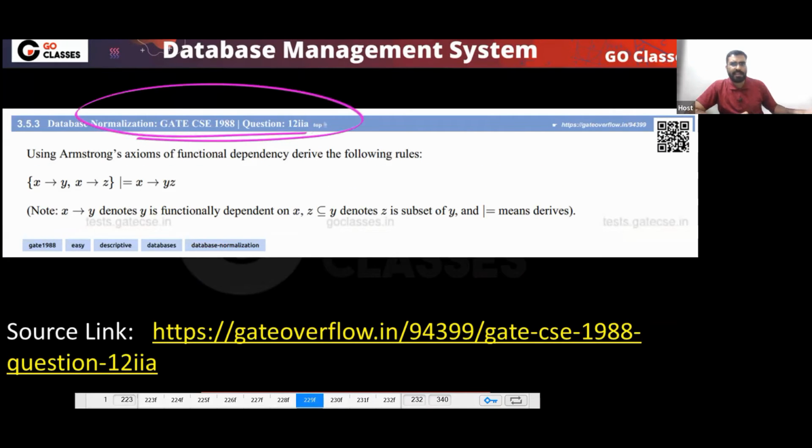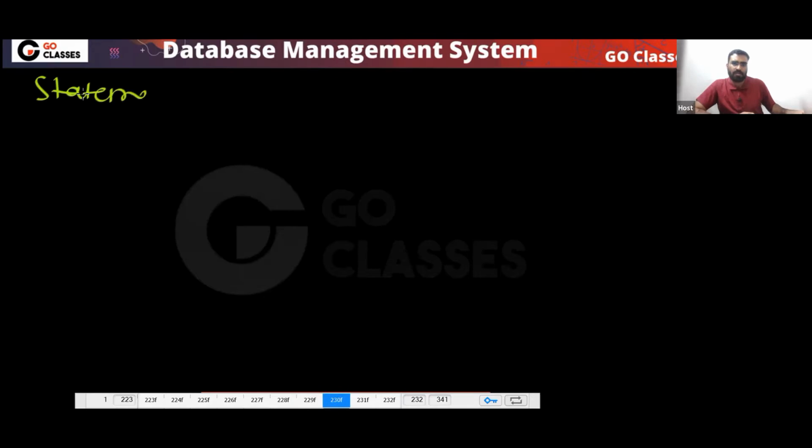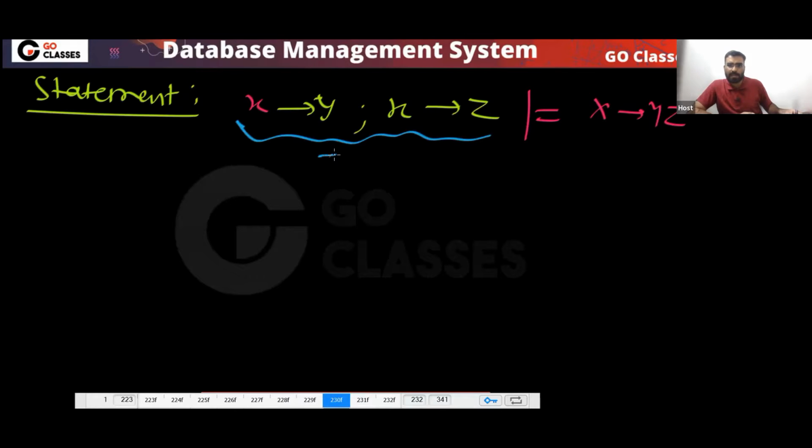This is GATE 1988 question. Using the Armstrong axioms of functional dependency, can you derive this? What is the statement we want to prove? We want to prove that if x determines y and x determines z, then x determines yz. This is what we want to prove.